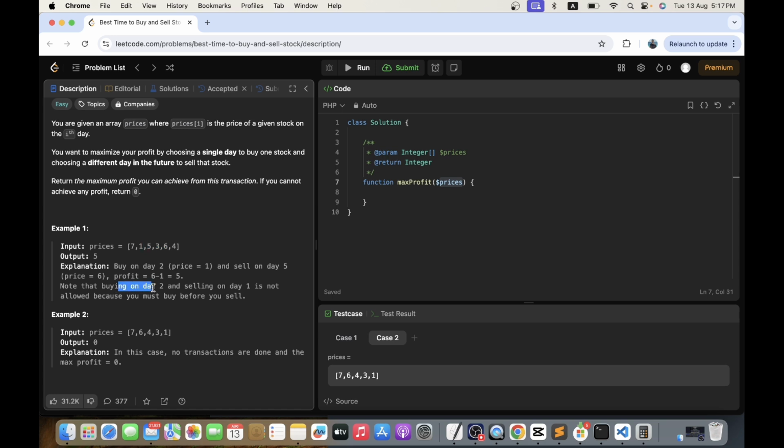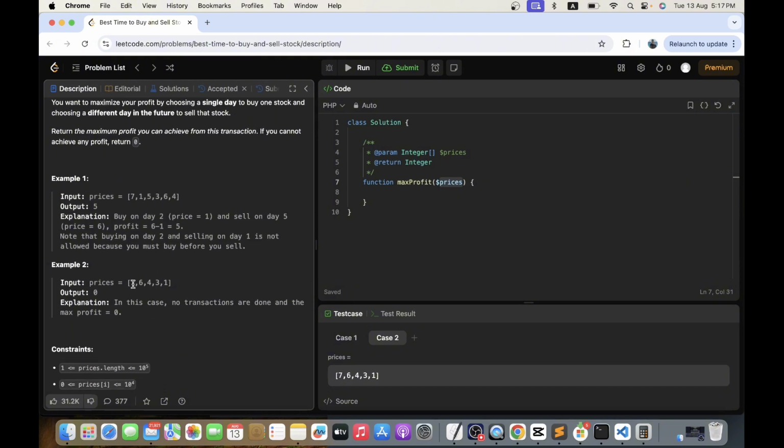But as you can see, we cannot buy on D2 and sell on D1, because we have to buy first, then sell in the future. We cannot go into the past. So this array goes in this direction. And if we cannot achieve any profit, we should return 0.